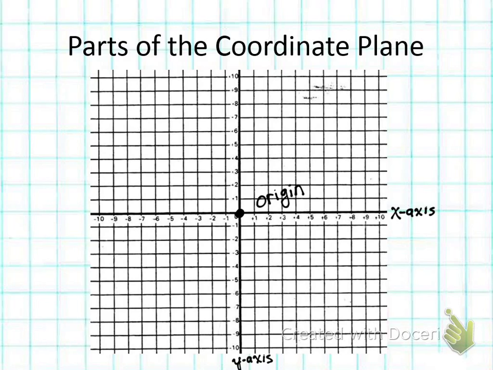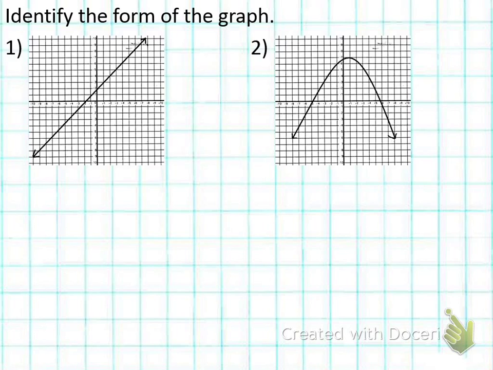Okay? And then we have 4 quadrants in the coordinate plane. We have quadrant 1, quadrant 2, quadrant 3, and quadrant 4. Alright, write these down, please. So, for today's lesson, we're going to be looking at these. Identify the form of the graph. So, at this point in the lesson, whenever I do problems numbers 1 and 2, you're just watching. So, pencils down, you're not writing anything.